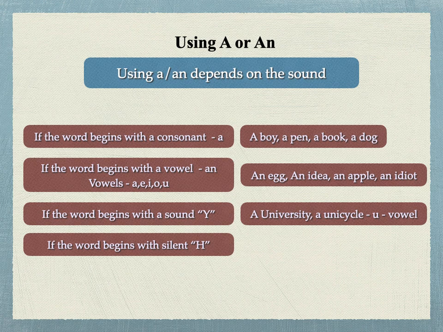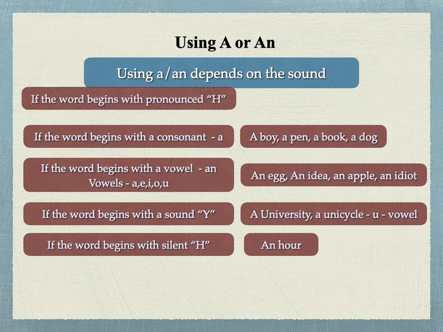Now, the next one is if the word begins with a silent H. If there is an H which is not pronounced, for example, an hour, H-O-U-R, though it begins with H, the H is silent. You pronounce it as hour. Since H is silent, the sound that comes out is the sound of a vowel, and therefore an is used before that.